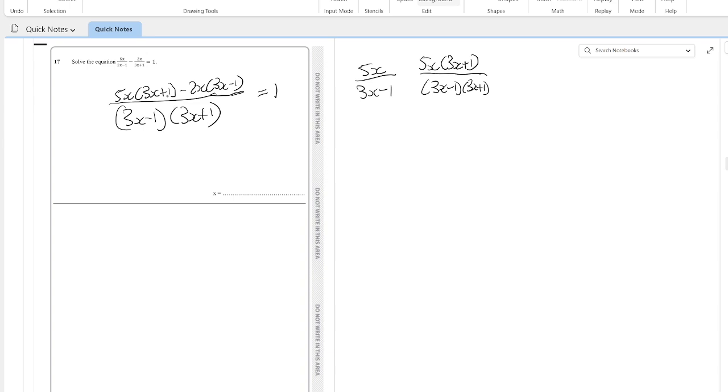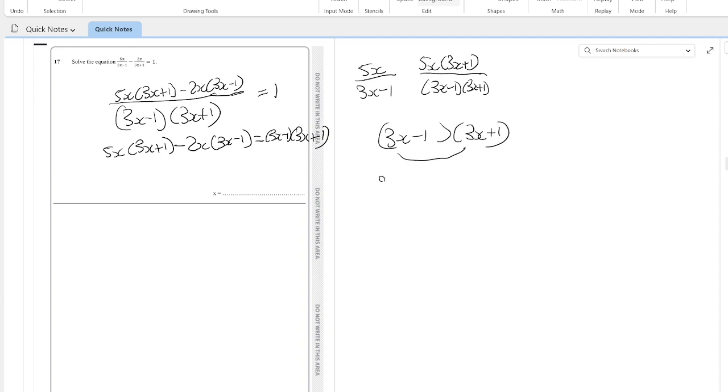So what we can do is multiply by the denominator to get rid of the fractions. This is actually a difference of squares, although you can manually multiply it out. So if we manually multiply it out, we see that this is 9x squared, this is minus 3x, this is plus 3x, and then minus 1 times 1 is minus 1. And the minus 3x and 3x cancel out, and we just get 9x squared minus 1.